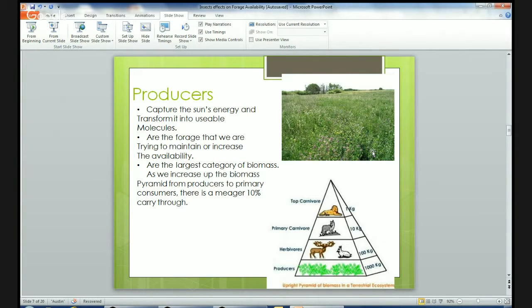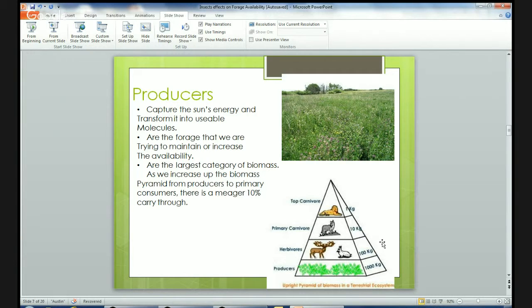Producers. Okay, so what are producers? Well, that's our forage. Right? It captures the sun's energy, transforms it into usable molecules, and it's the forage that we're after. Now, I love this little pyramid. Really kind of gives you the law of tens. This law of tens is that a meager 10% carries through to the next level.